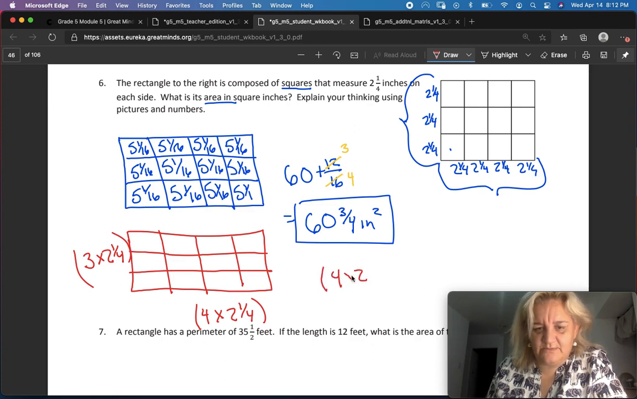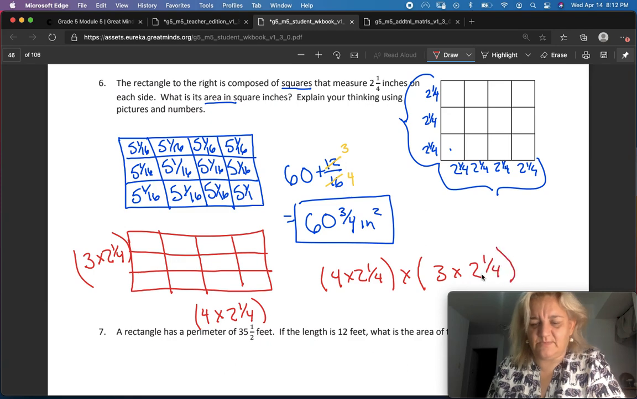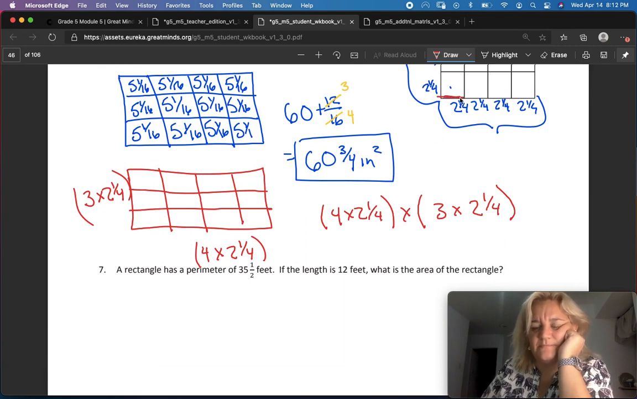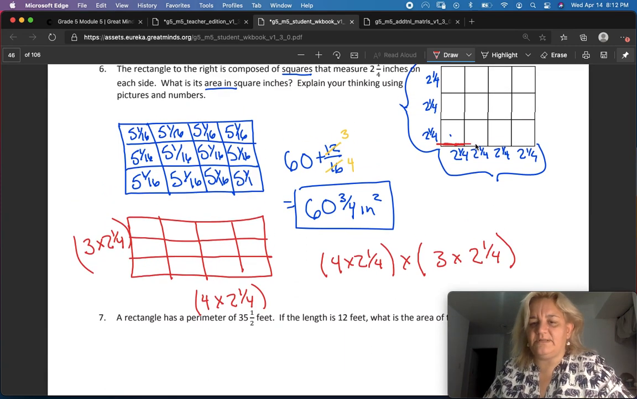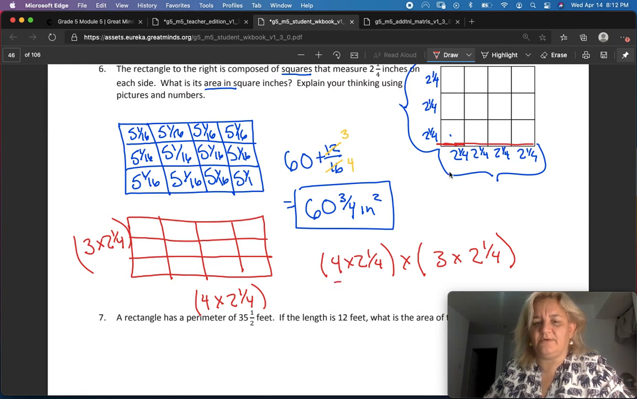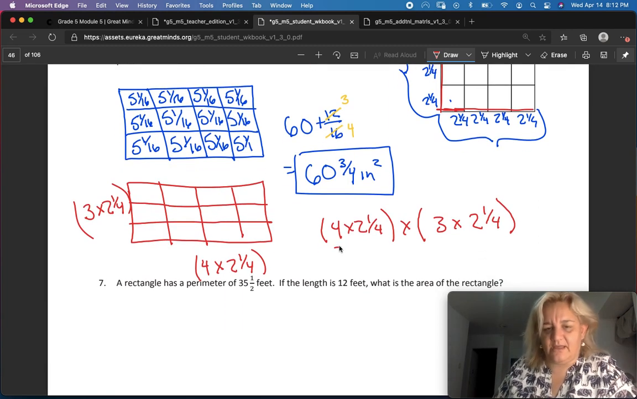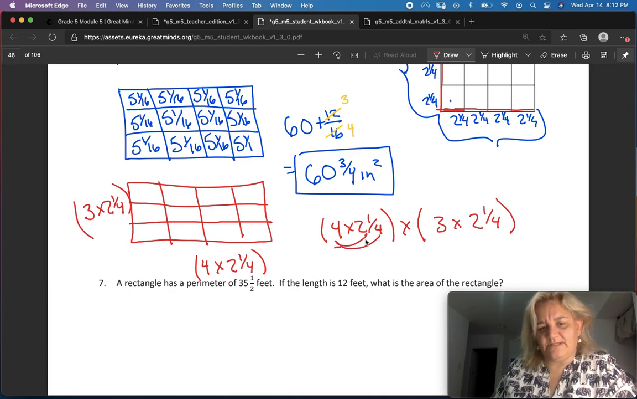4 times 2 1/4 times 3 times 2 1/4. Okay, so where did I get all these numbers? 2 1/4 is the side of each of these squares, remember? And there's 4 squares on this side, so there's 4 times 2 1/4, and there's 3 squares on this side, so 3 times 2 1/4. Now I have to do my math, okay. 4 times 2, and then 4 times 1/4. 4 times 2 is 8. 4 times 1/4 is 4/4. Okay.